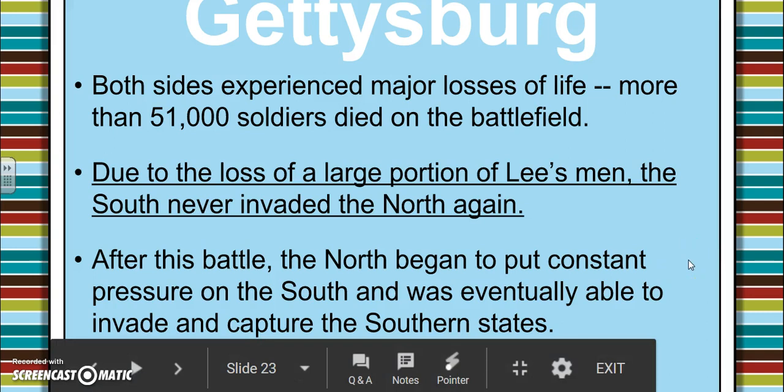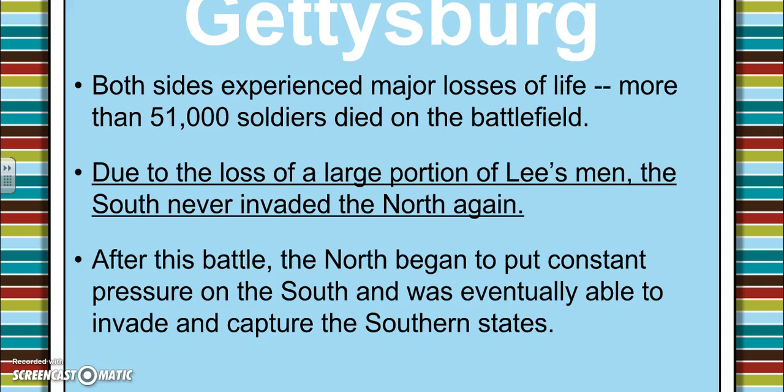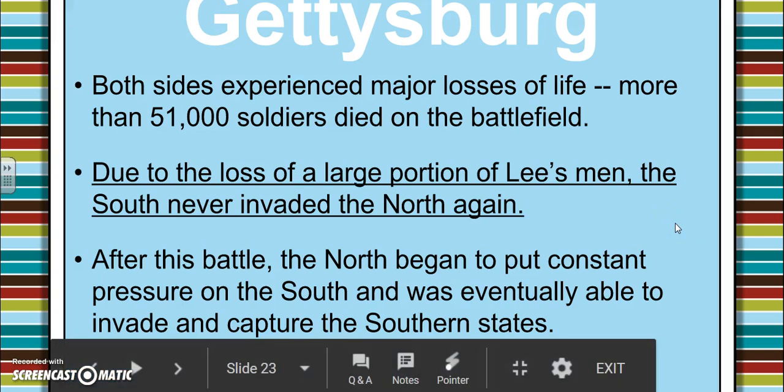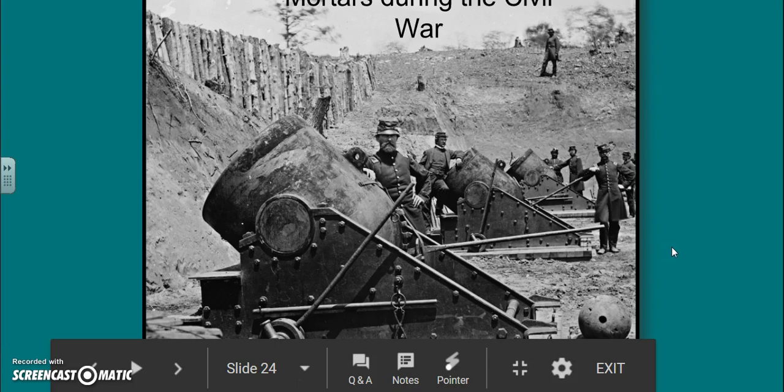Both sides experienced major losses of life. More than 51,000 soldiers died on the battlefield. Due to the loss of a large portion of Lee's men, the South never invaded the North again. So after this battle, the North began to put constant pressure on the South and was eventually able to invade and capture the southern states.